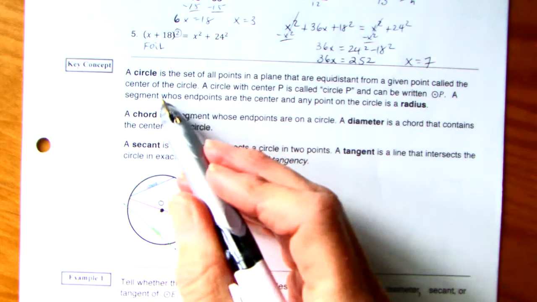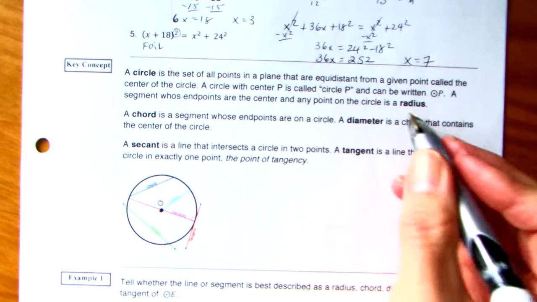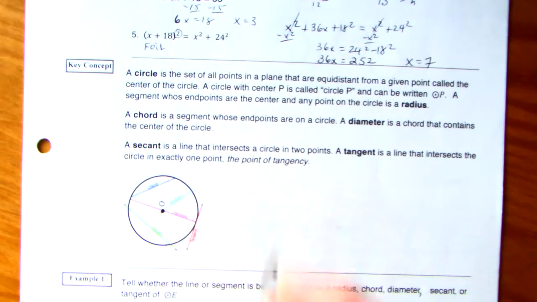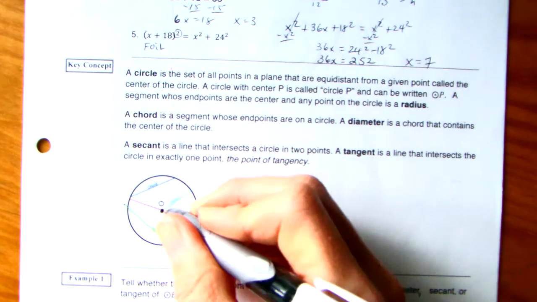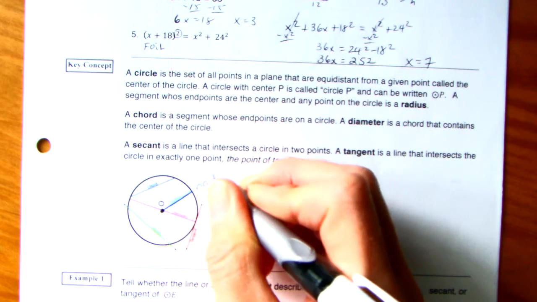A segment whose endpoints are the center and any point on the circle is called the radius. Okay, so that would be this segment right here. Here, I'll try to use the same colors that they used. That is the radius.